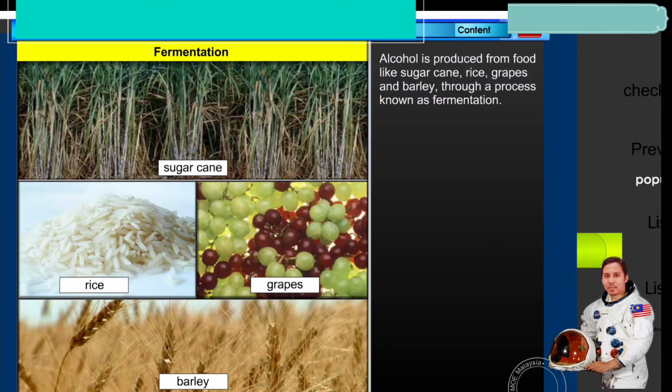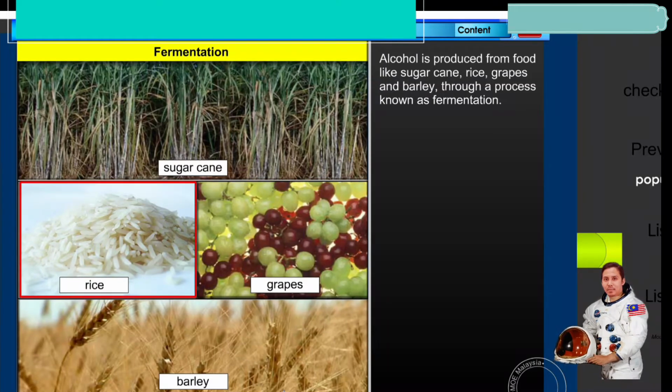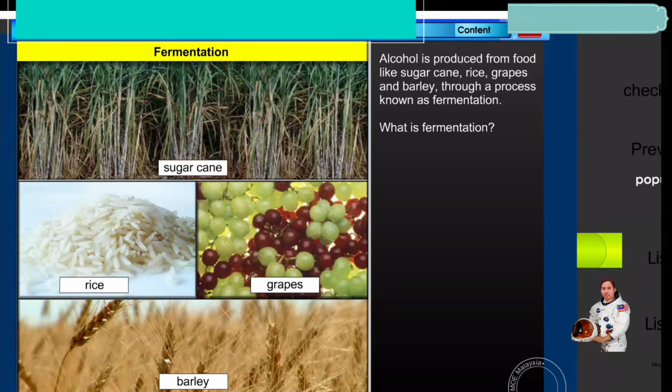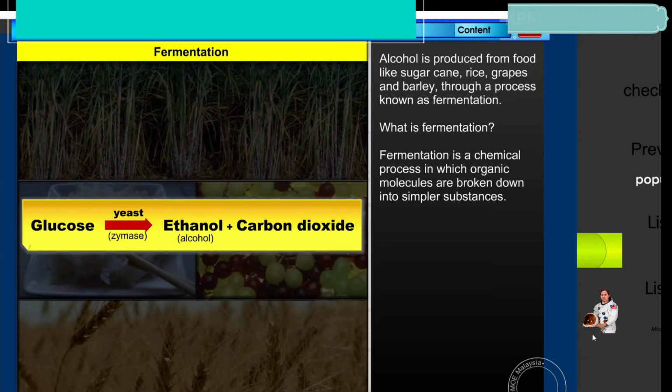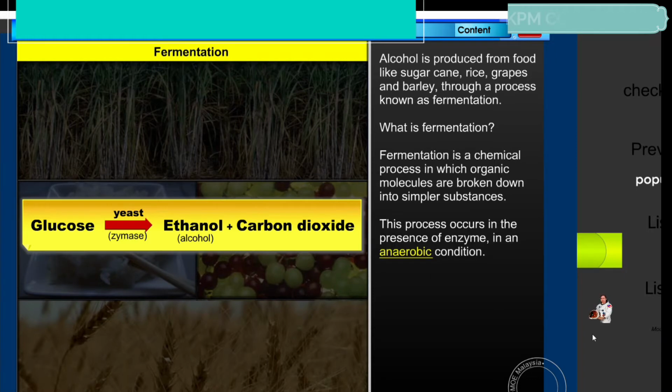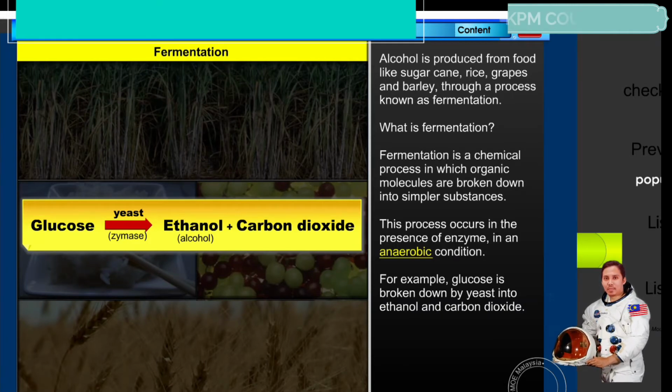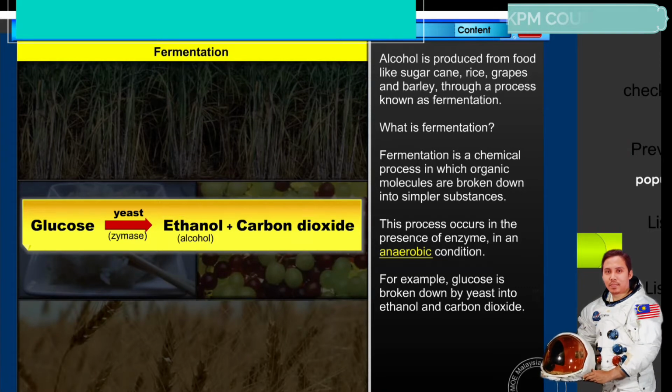Alcohol is produced from food like sugarcane, rice, grapes and barley through a process known as fermentation. What is fermentation? Fermentation is a chemical process in which organic molecules are broken down into simpler substances. This process occurs in the presence of enzyme in an anaerobic condition. For example, glucose is broken down by yeast into ethanol and carbon dioxide.